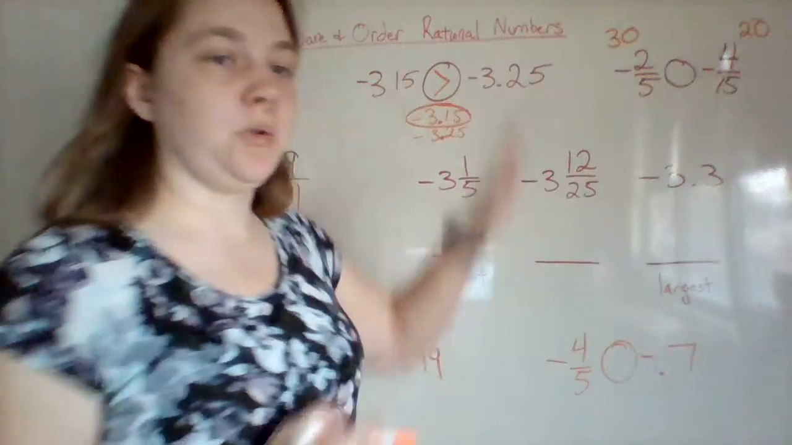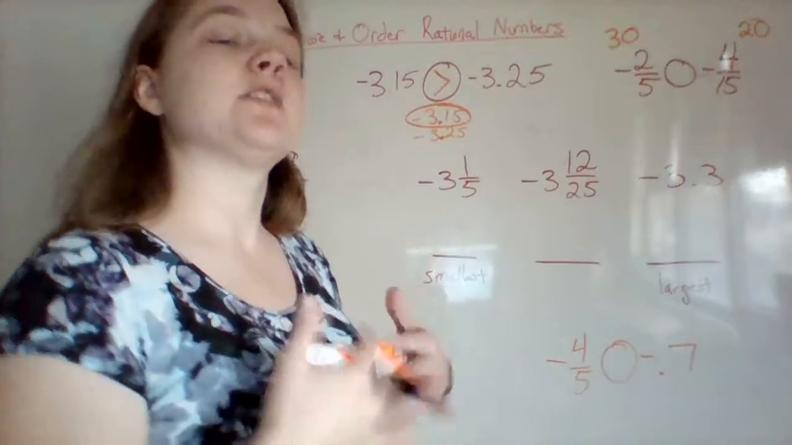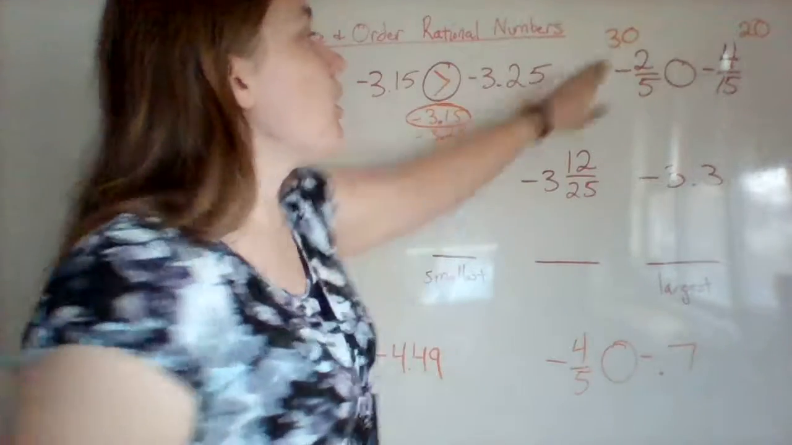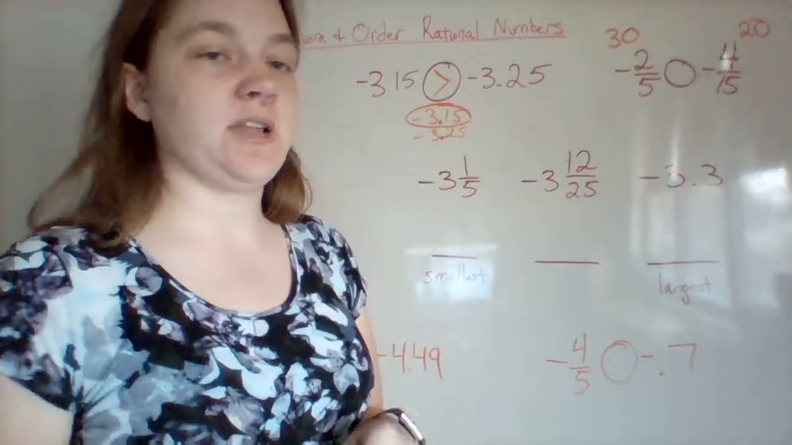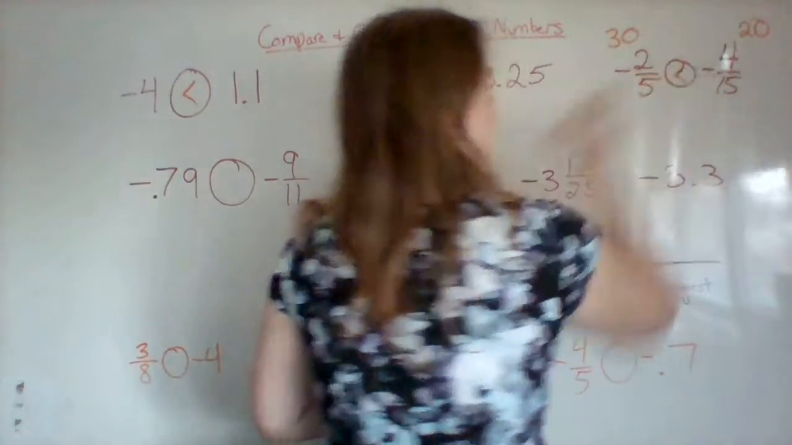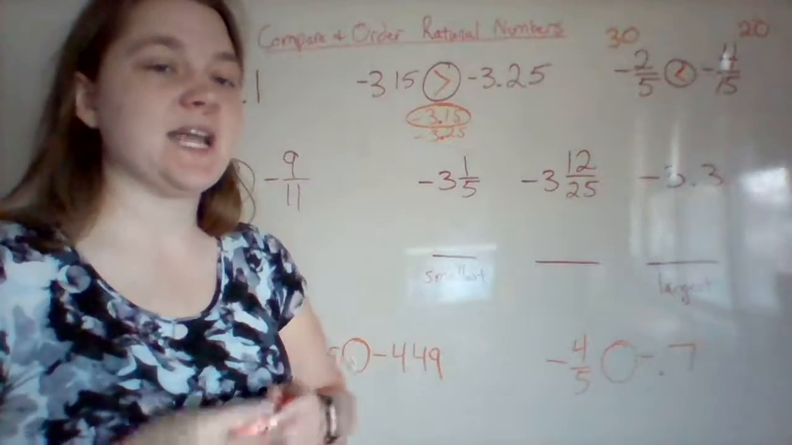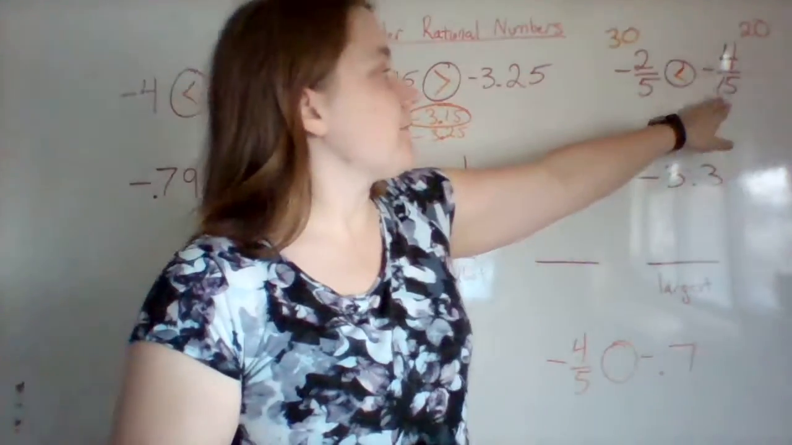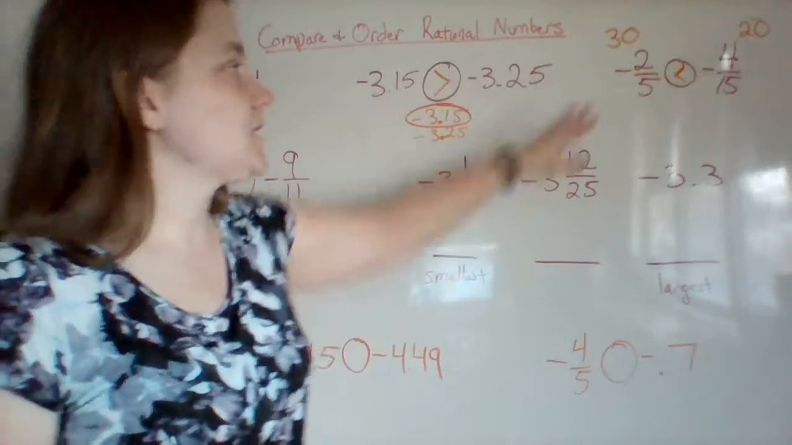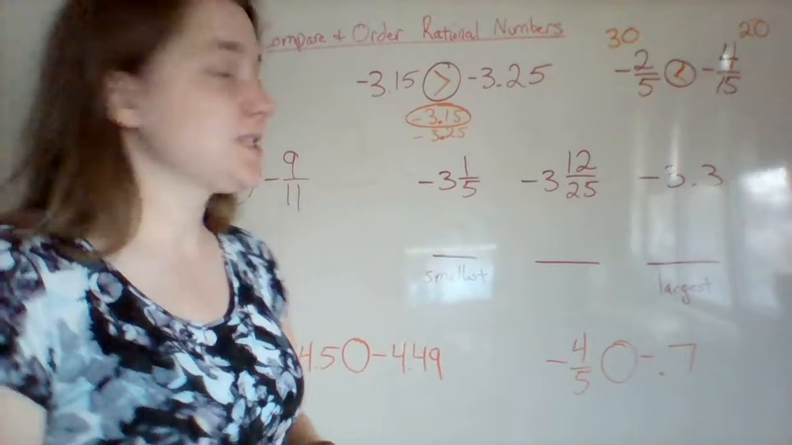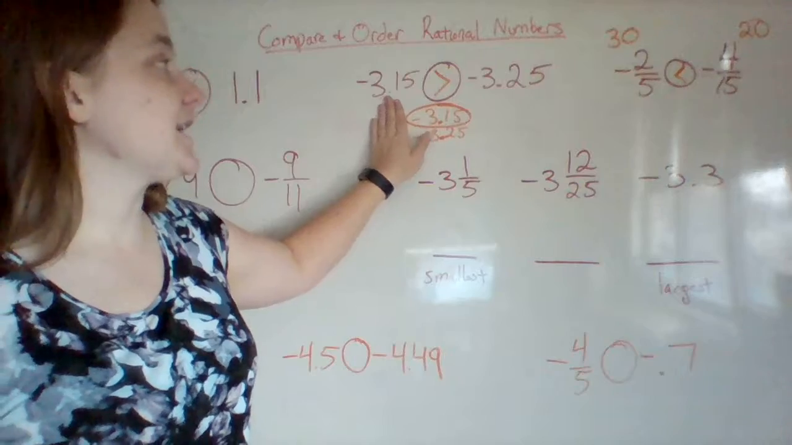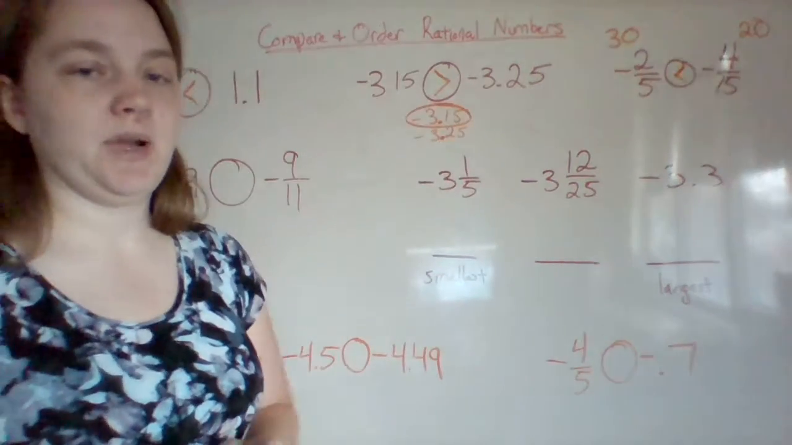Now, these are both negative numbers, and because they're both negative numbers, I need to take the opposite number. Normally, I would take the 30, but because they're both negative, I would much rather take the 20 because negative means the opposite. So -4/15 is less of a loss than -2/5. The same thing over here. -3.15 is less of a loss than -3.25.